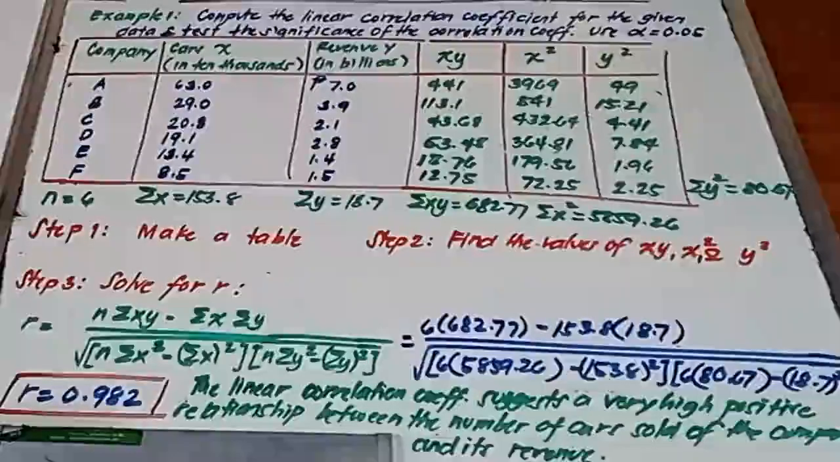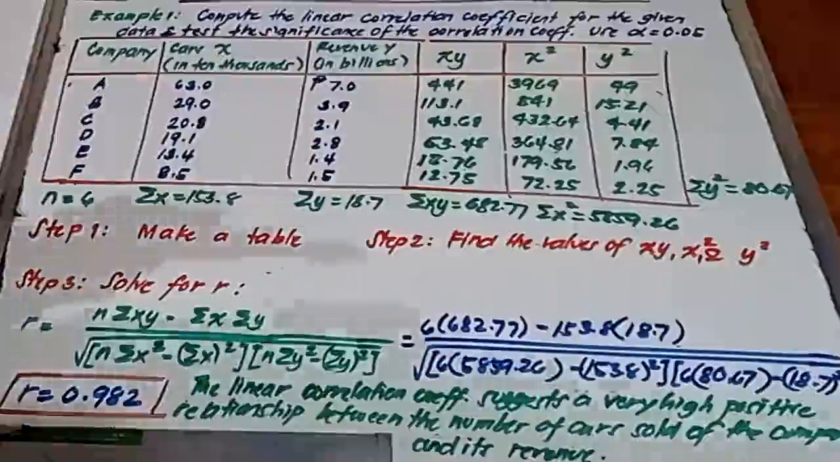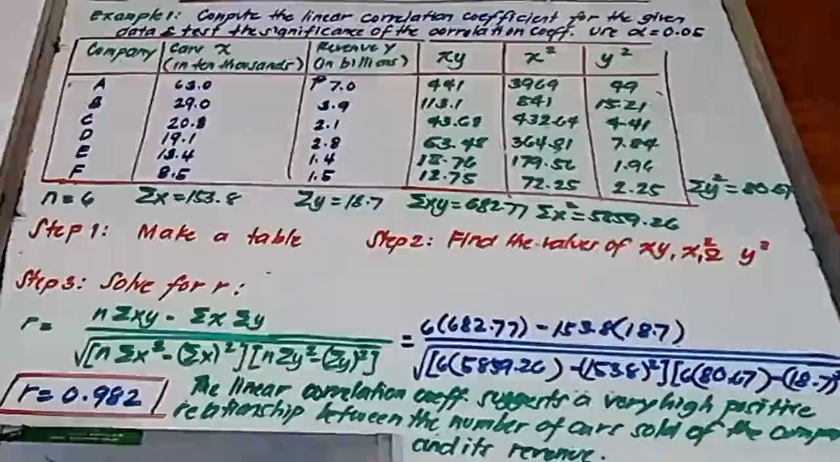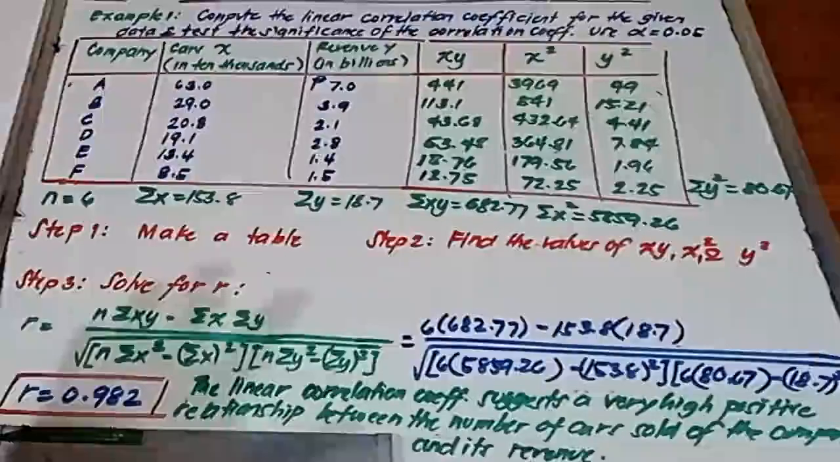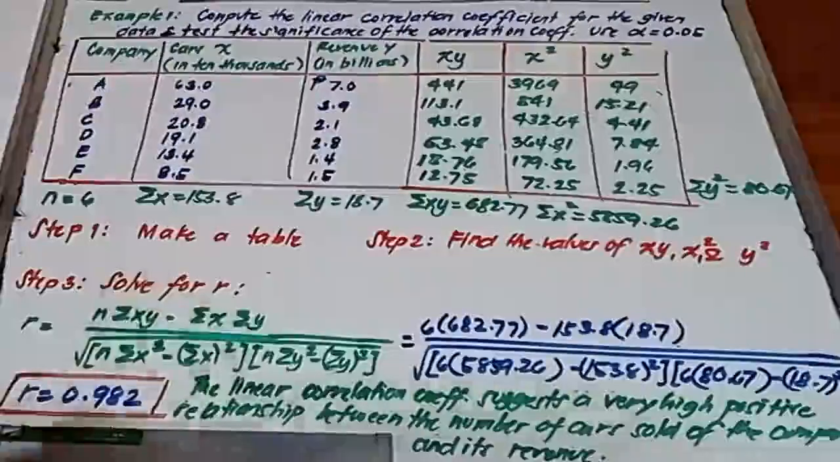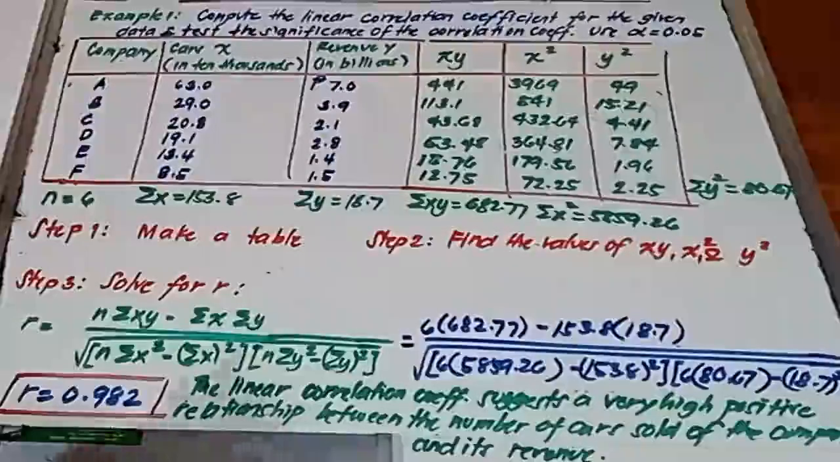Okay? So, in addition to this, we can solve this problem using a scientific calculator. Mas madali. Okay? So, buburahin ko lang ito para maibigay ko sa inyo yung steps in solving Pearson product moment correlation coefficient using a scientific calculator.